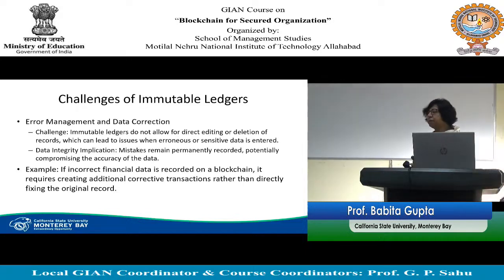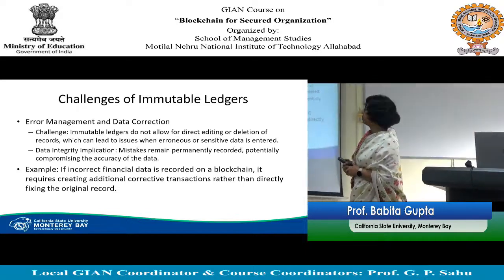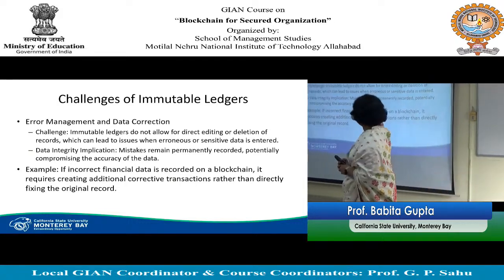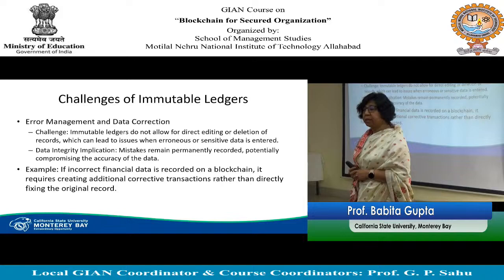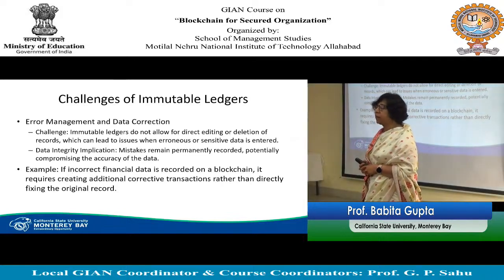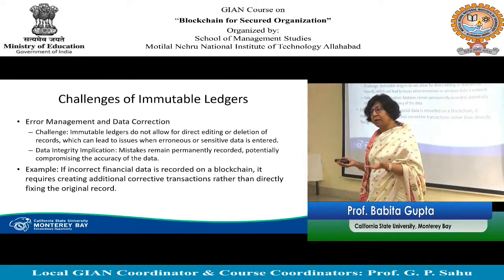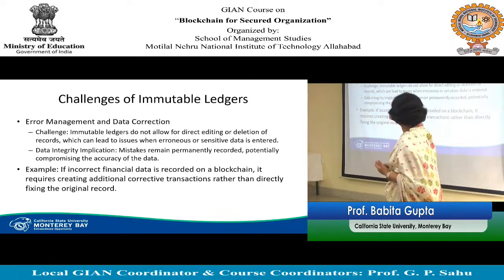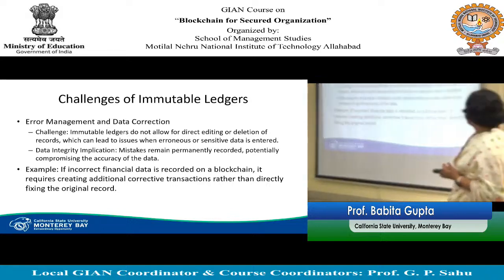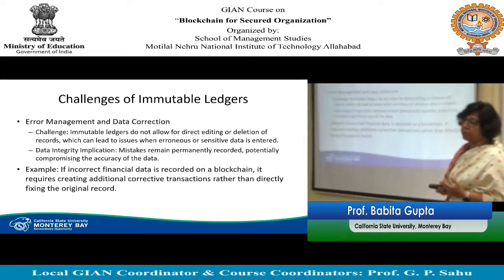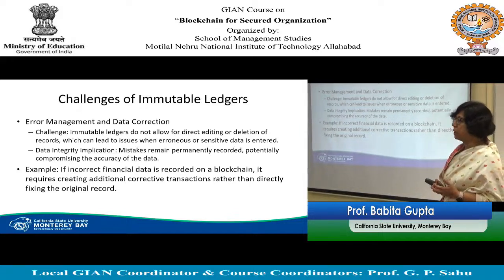There are always challenges, right? The whole thing about immutable ledgers is that error management becomes a nightmare, because human beings do make errors. Maybe Alice wanted to send Bob 10 bitcoins rather than 5, but once the transaction is done, you can't change it. So you have to do another set of transactions to make corrections, which sometimes is possible, but other times may not be possible. So mistakes remain permanently recorded. That is a downside of using blockchains.